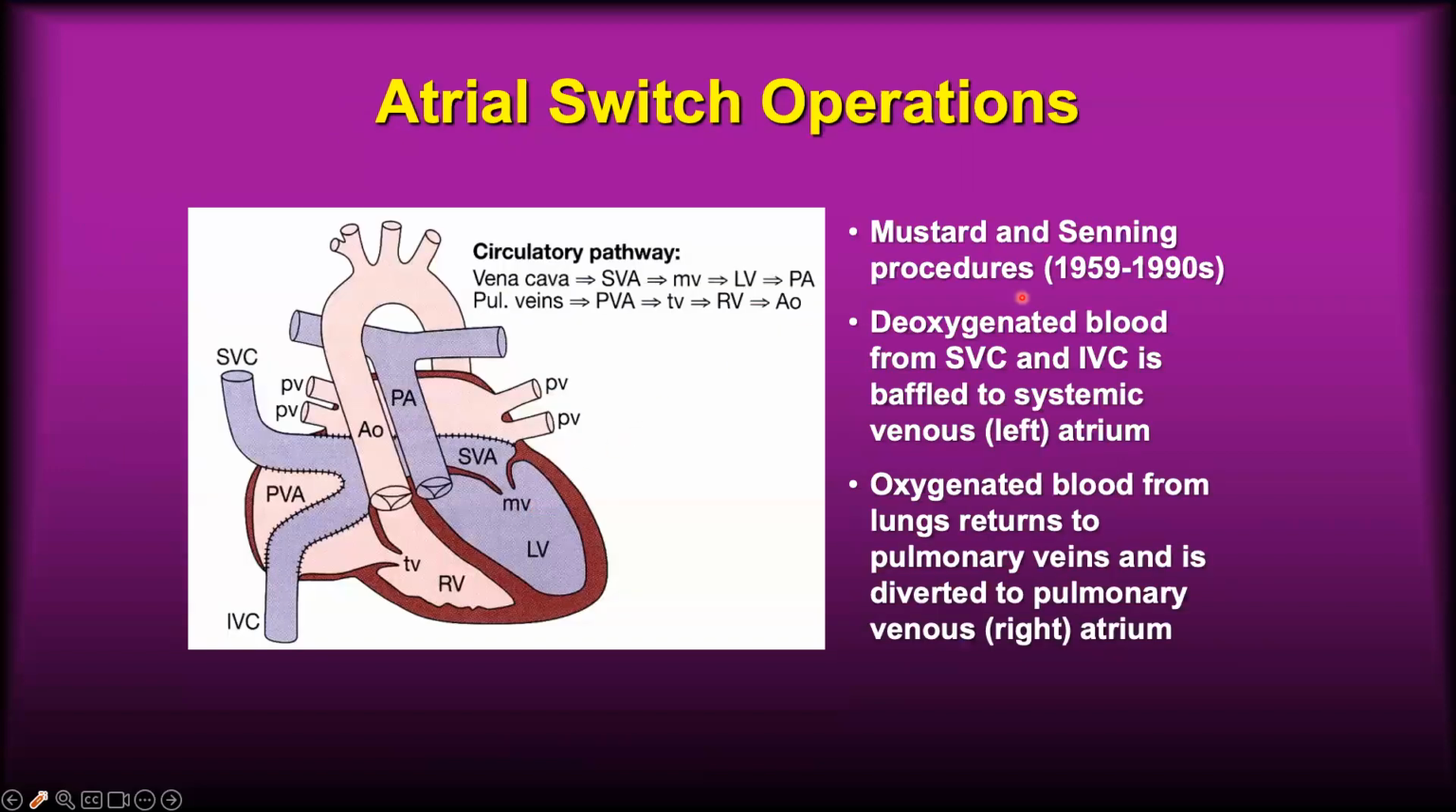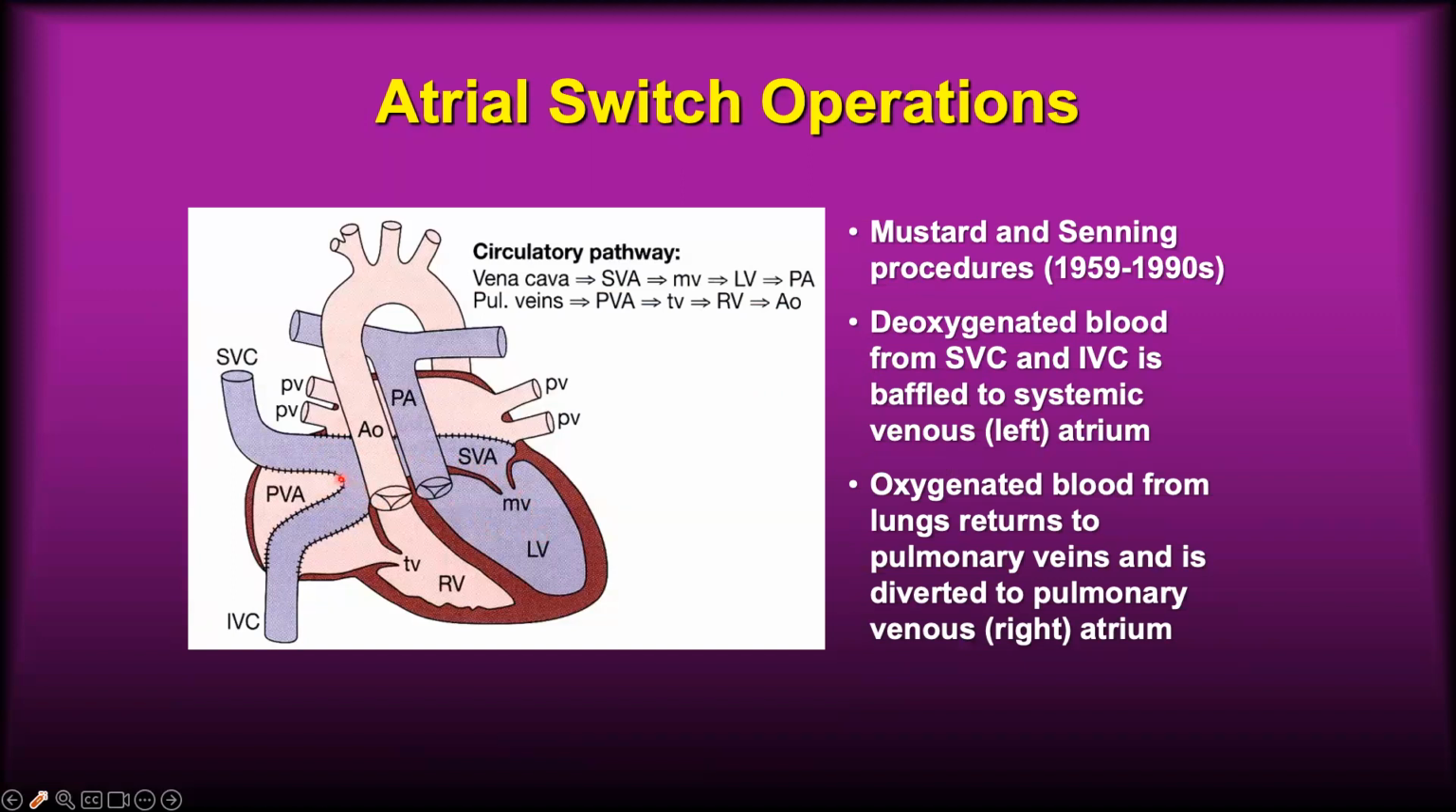All right, so here are the procedures that were developed. Mustard and Senning, very similar. I think some of the materials are different, maybe. What they're doing is creating these baffles, which redirect the venous return. So we've got this flow coming in from the superior vena cava and inferior vena cava, and they're going to redirect that with these baffles into the left ventricle, so the left side of the heart.